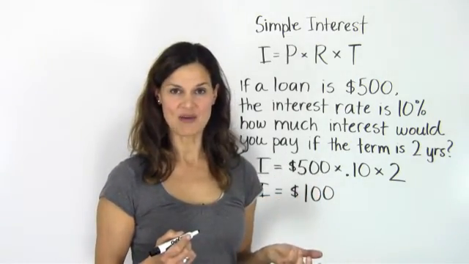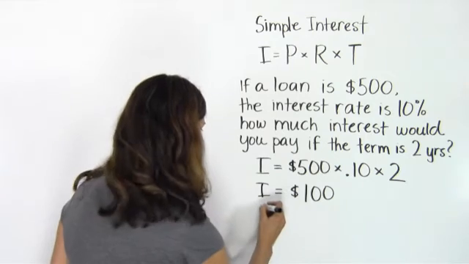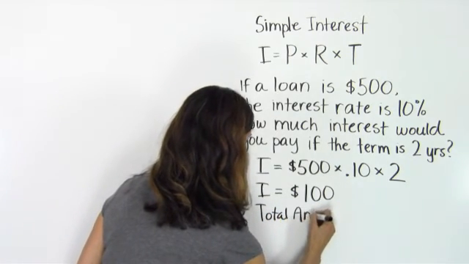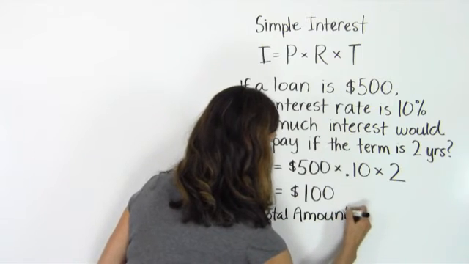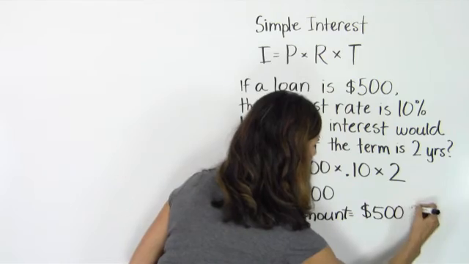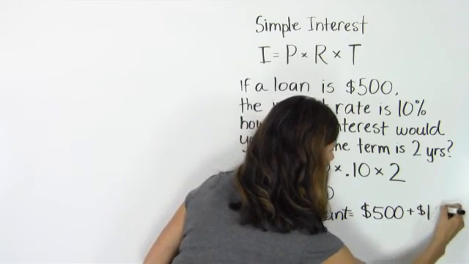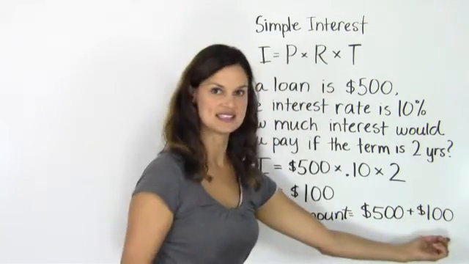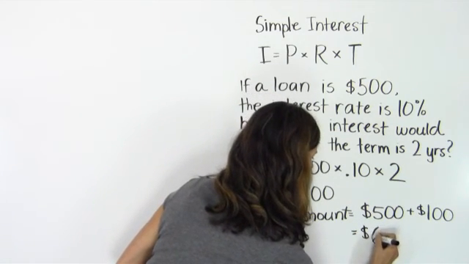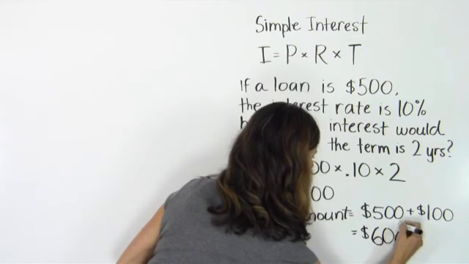So if I want to look now at what the total amount would be, the total amount paid back to the bank would be the $500 I borrowed plus the $100 of interest, and I would end up paying a total of $600.